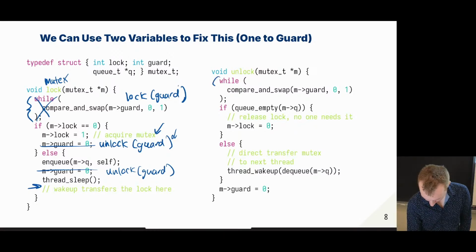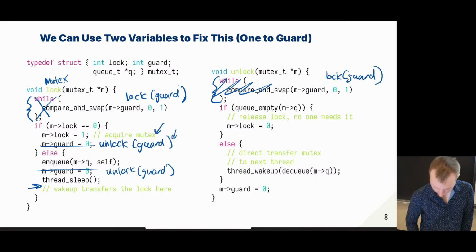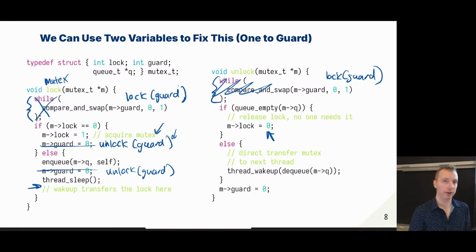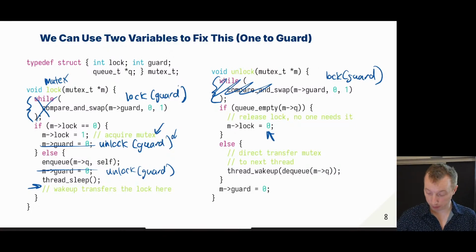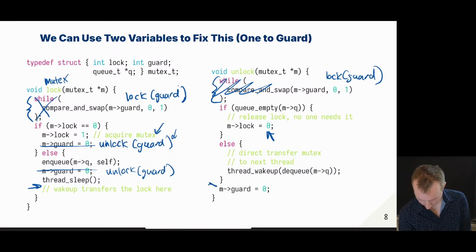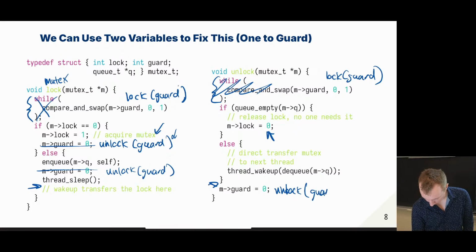So same thing, this while compare and swap, that is the same as just locking the guard. Then it checks if the queue is empty. So if the queue is empty, all it does is it knows that the current value of the lock is 1. So it just changes it to 0, and then it's done, and then it can just unlock the guard before the whole function.